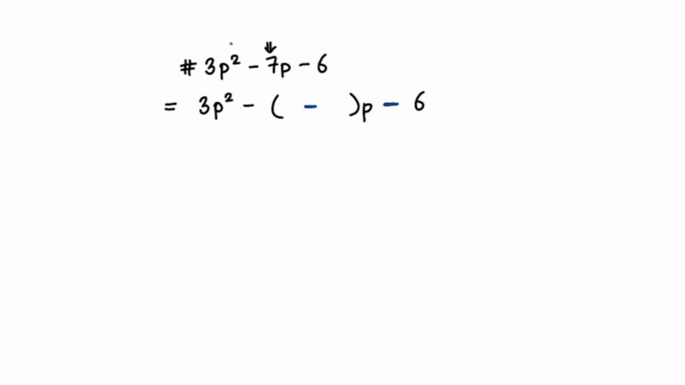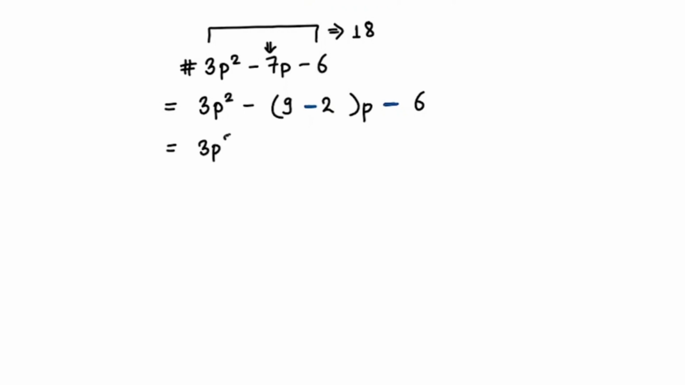And when we multiply them, they should give us the product of the first and the last term, which is 3 times 6 is 18. And we know that those two numbers are 9 and 2, because 9 minus 2 is 7, and 9 times 2 is 18. Now we are going to open that bracket.